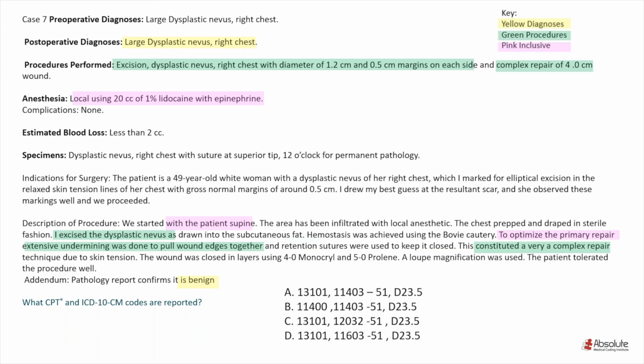To optimize the primary repair, extensive undermining was also performed, and finally it was constituted as a complex repair. And in the pathology report, it was confirmed that the nevus was benign.